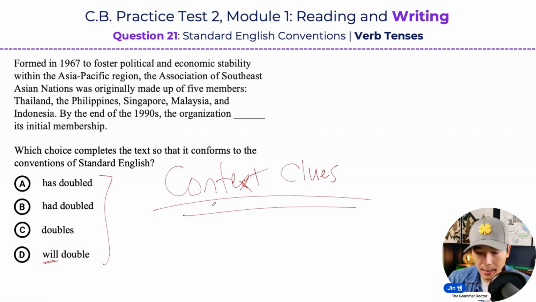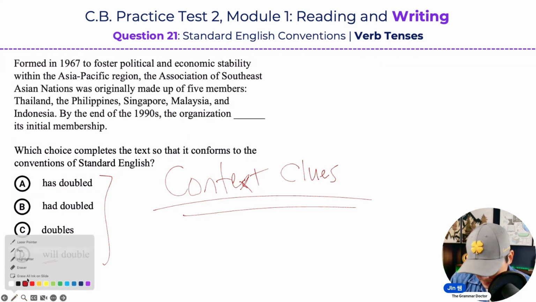The second context clue is other verbs, right? Because if I have to decide what verb tense to use, I might want to check out how the writer used other verbs, right? Did the writer use other verbs in the present tense or other verbs in the past tense? So that can also give me a nice little clue as to what verb tense this verb should be written in. Okay, so those are the two most important context clues to help you answer verb tense questions correctly. Okay, so let me show you what I mean.